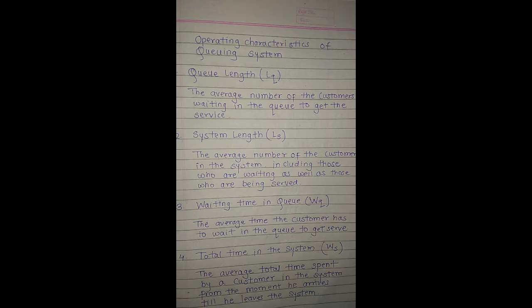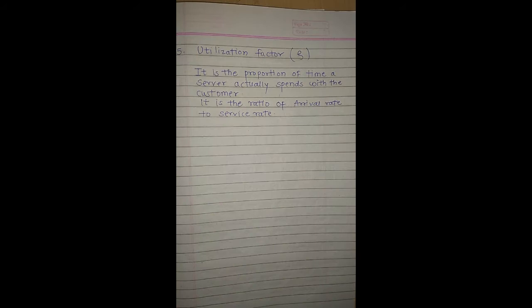The total time in the system is defined as the average total time spent by a customer in the system from the moment he arrives till he leaves the system. The last operating characteristic is the utilization factor. It is denoted by rho. It means that it is the proportion of the time a server actually spent with the customer. It is also the ratio of the arrival rate to the service rate.